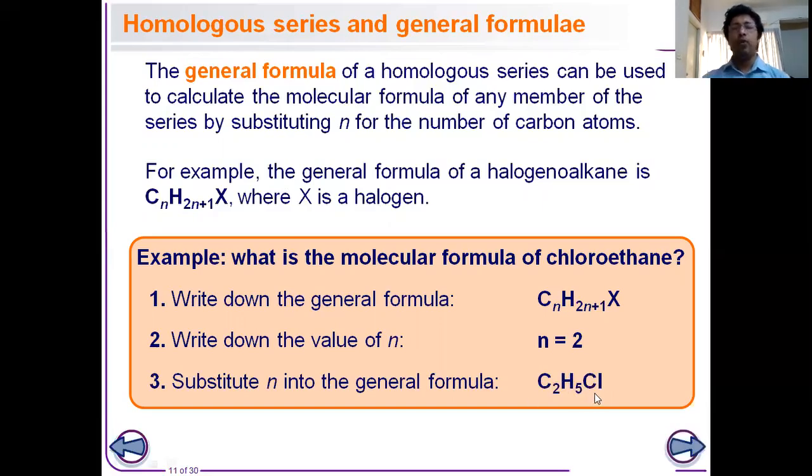The example of chloroethane is given here. Here N is 2, so we have got C2H5Cl, which is called chloroethane.